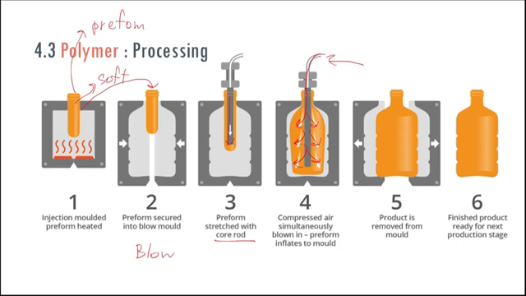The next station is the cooling station. Make them solidify. Finally, when it's cool and changed from the soft state into the completely solid state, it will go to another station, that is removing it from the mold, or ejection. And you can get the hollow containers.